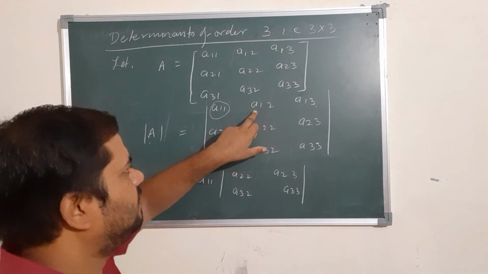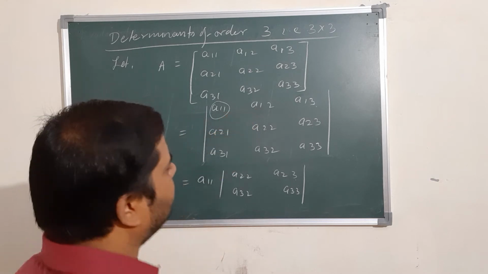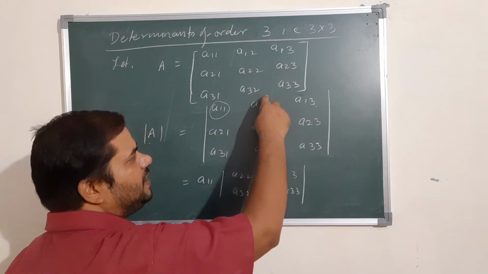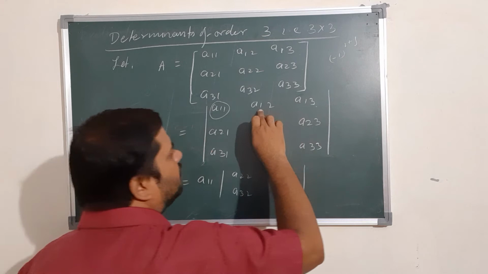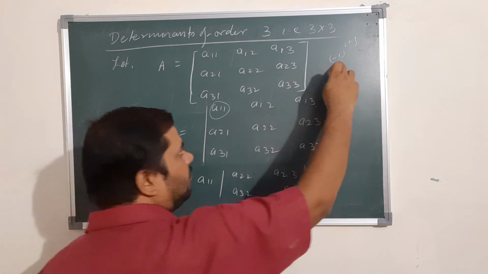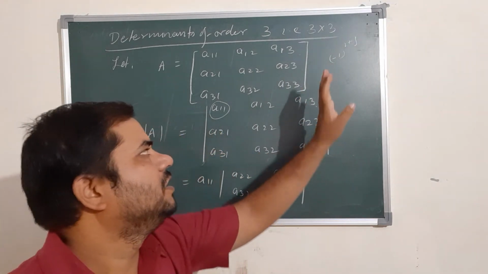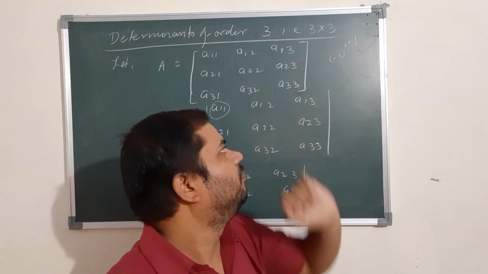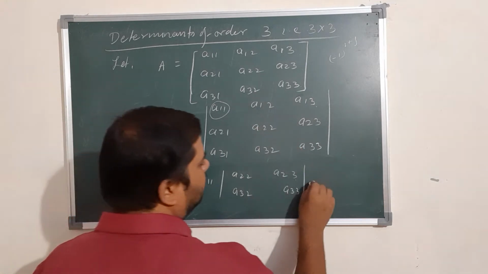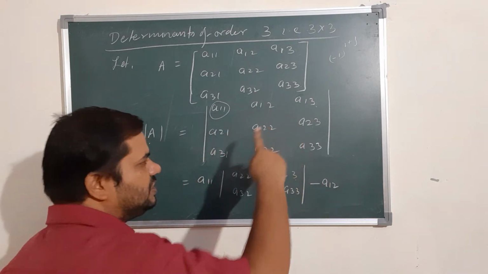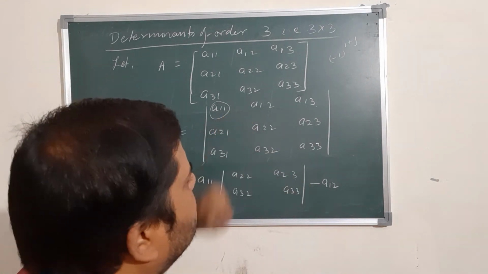How will we know plus and minus? If we expand from here, then the sign is minus 1 to the power i plus j. Minus 1 to the power i plus j. i is 1, j is 2. So minus 1 power 1 plus 2, this is minus 1 power 3, which is an odd number. So minus is the sign of that particular element. So minus A12. Always you decide the sign by taking minus 1 to the power i plus j.